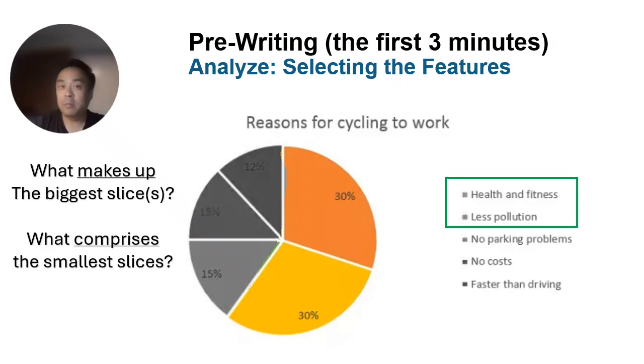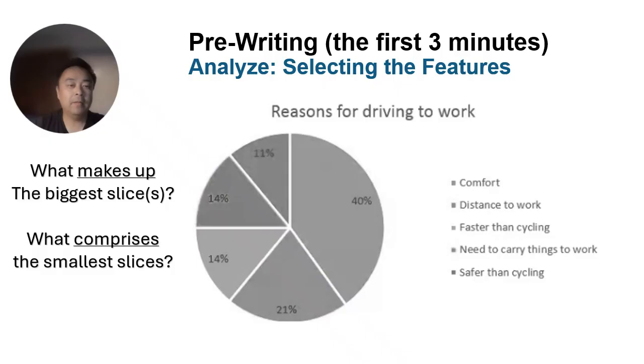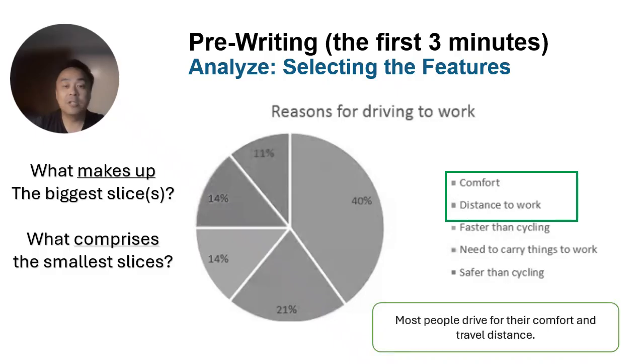We could do this to the other pie chart as well. So what makes up the biggest slices and the smallest slices here for people who drive their cars? Well, comfort and distance to work. In fact, most people drive for their comfort and traveling distance. The minority reasons here are also similar, and they make up the minority.